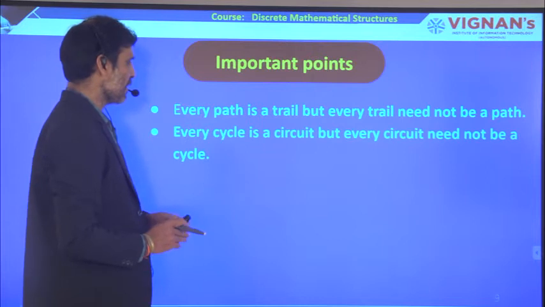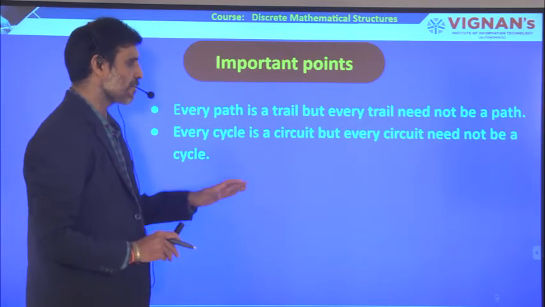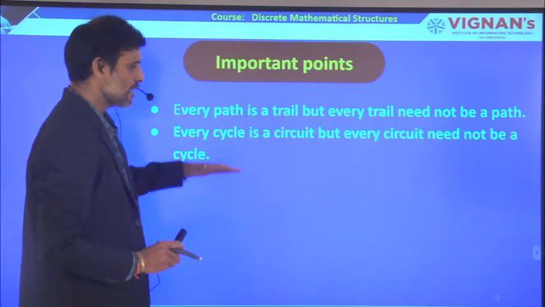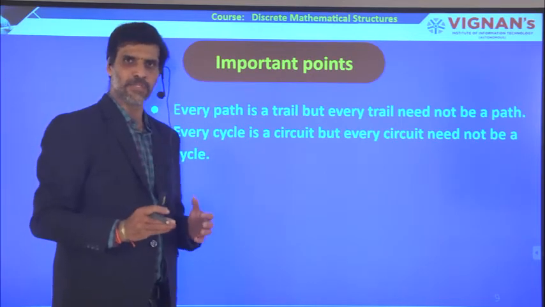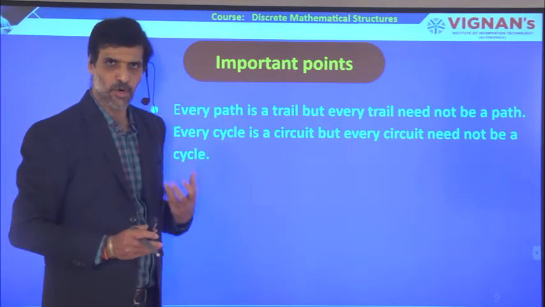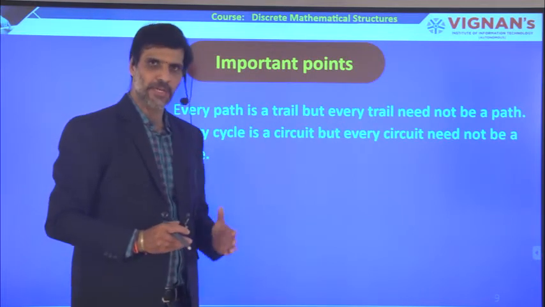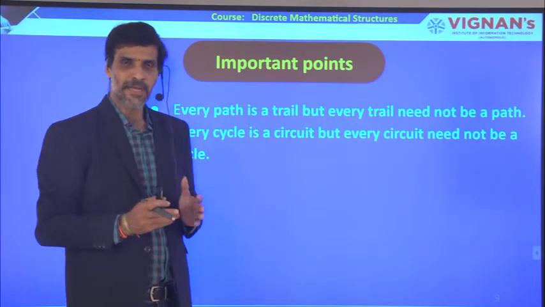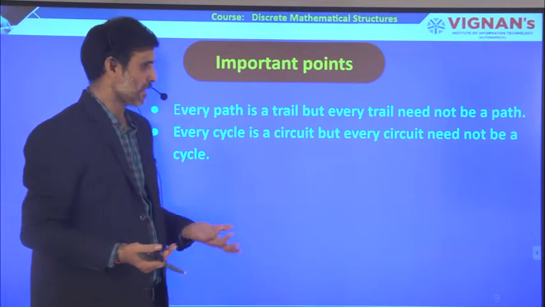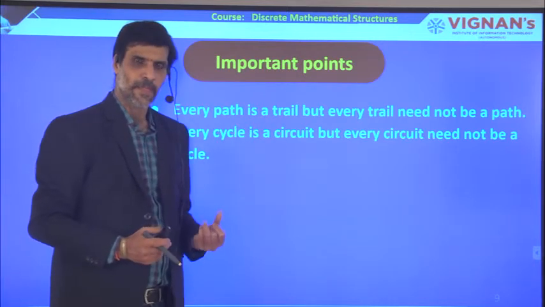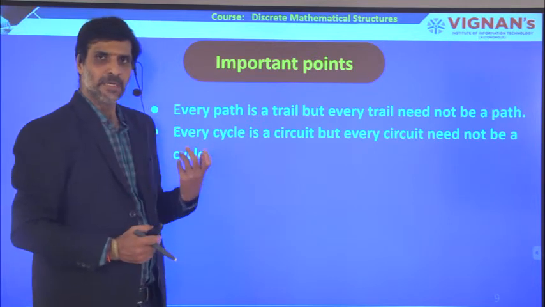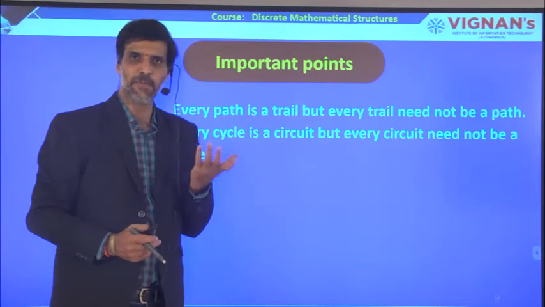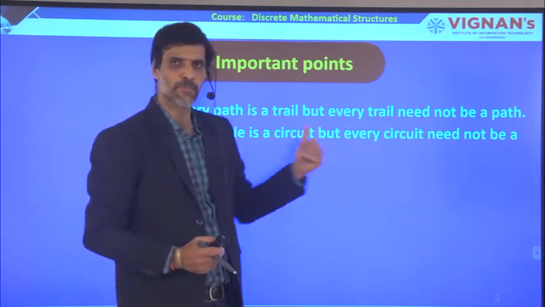Coming to the second one: every cycle is a circuit, but every circuit need not be a cycle. This is obviously true, because in a cycle only the start vertex and the end vertex are repeated and the intermediate vertices are not repeated. But in a circuit, the start vertex and end vertex are repeated, and the intermediate vertices may also be repeated. So a cycle is a circuit, but a circuit need not be a cycle.